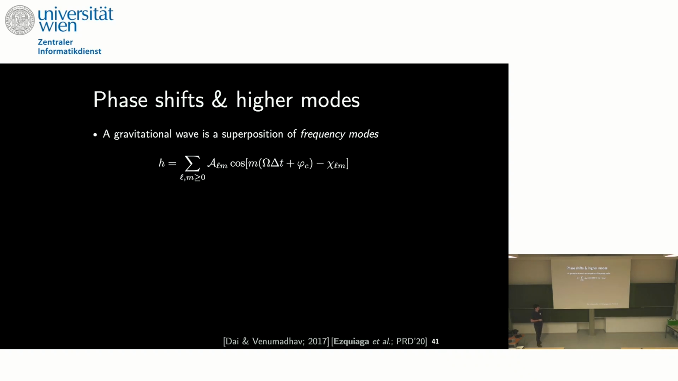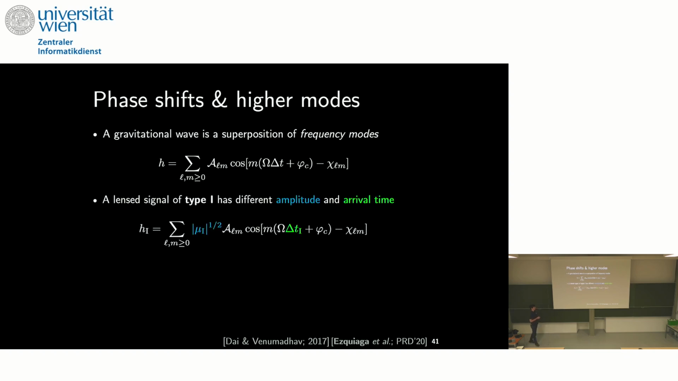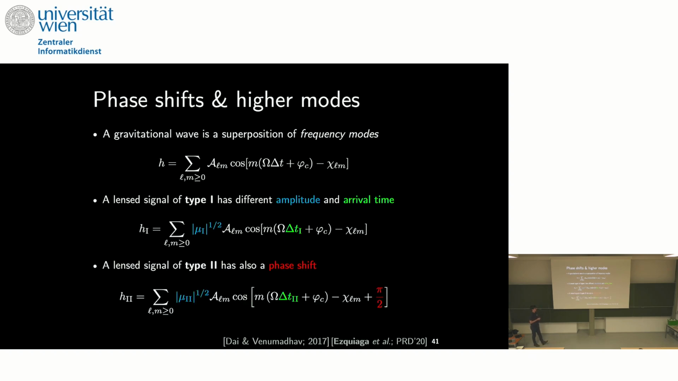So I'm gonna speed up a bit, but for example, for your question of are there signatures that are unique of lensing, one of them actually is, for example, these phase shifts, because our gravitational waves are not only one frequency mode that is evolving with time. Actually, our gravitational wave is a superposition of different frequency modes, different higher modes that evolve with time. So if you lens your signal, you get the magnification, you get the arrival time, and in the case of type 1 images, you don't get any phase shift. However, when you have type 2 images, you have this pi-half phase shift.